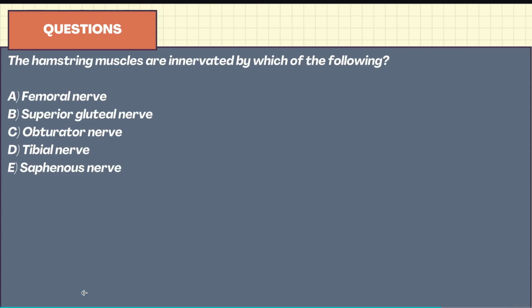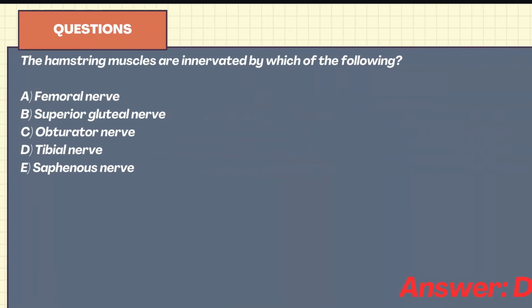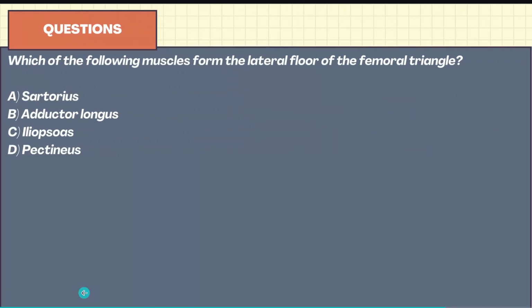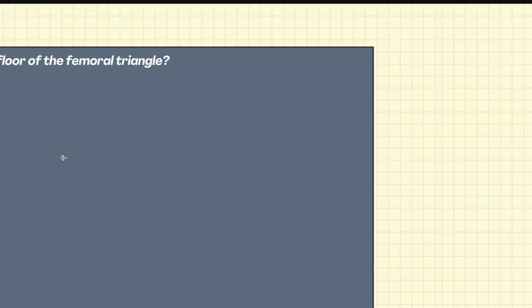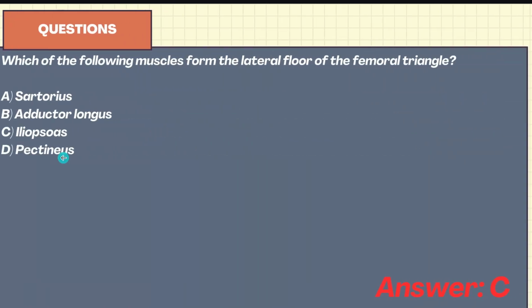The hamstring muscles are innervated by which of the following? It's easy. The posterior compartment, we know, is the tibial nerve. Then, which of the following muscles form the lateral floor of the femoral triangle? In here you'll have two floors, the iliopsoas and the pectineus. However, the most lateral one is going to be the iliopsoas.